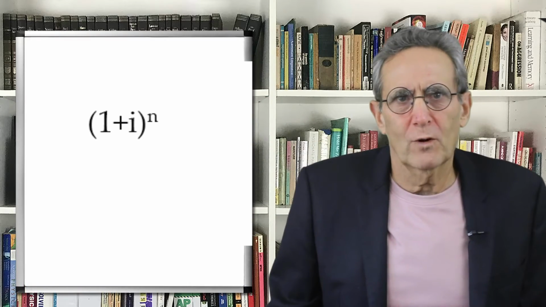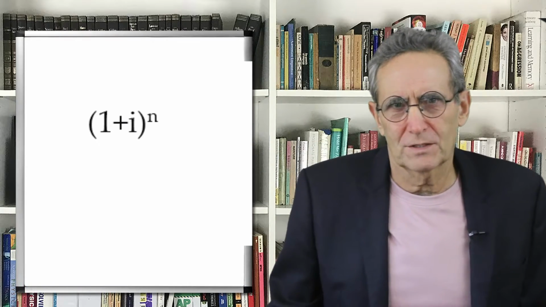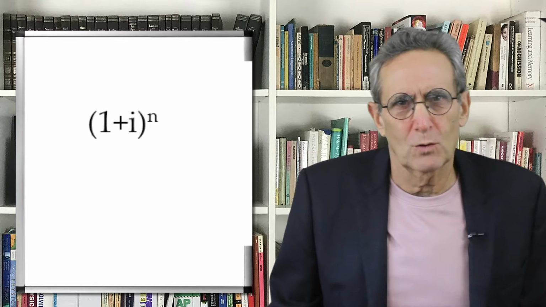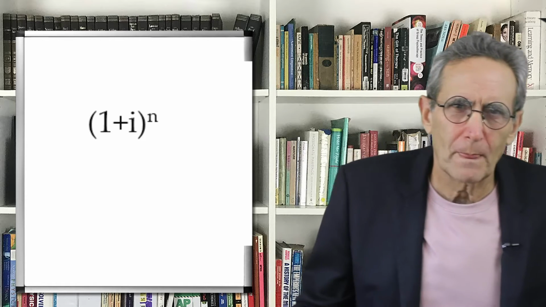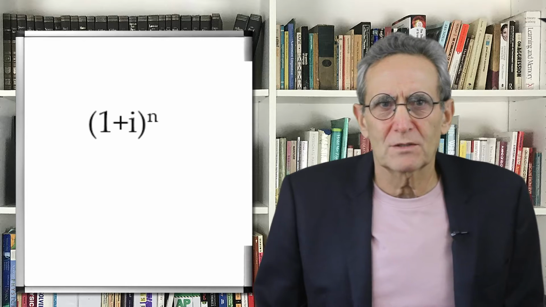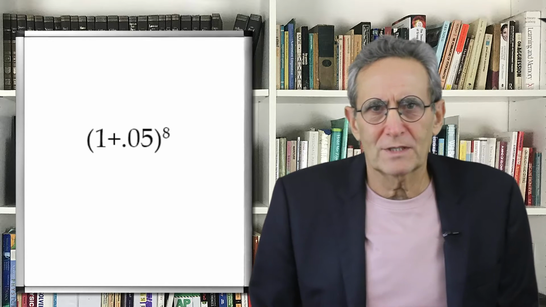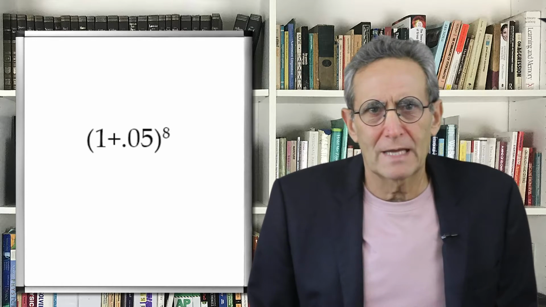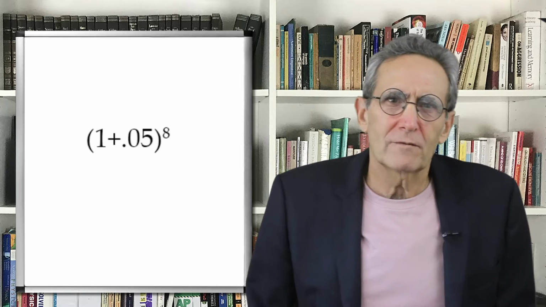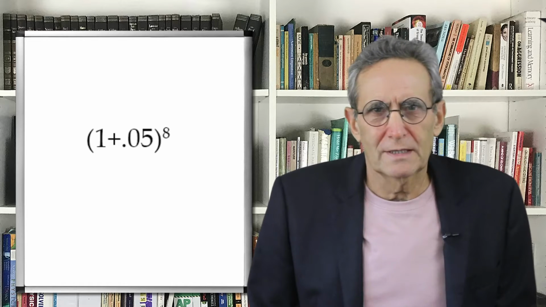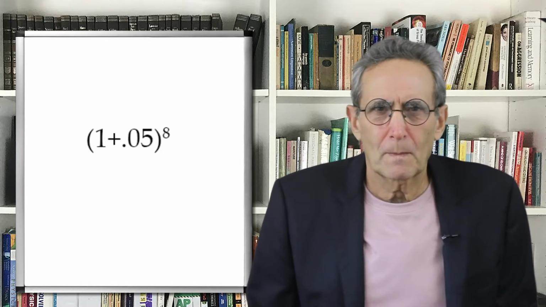Every time value formula I have introduced in this video series contains this expression or one very much like it. Now suppose the interest or discount rate I is 5% and the compounding periods N equals 8. The above general expression would be converted to this specific expression.